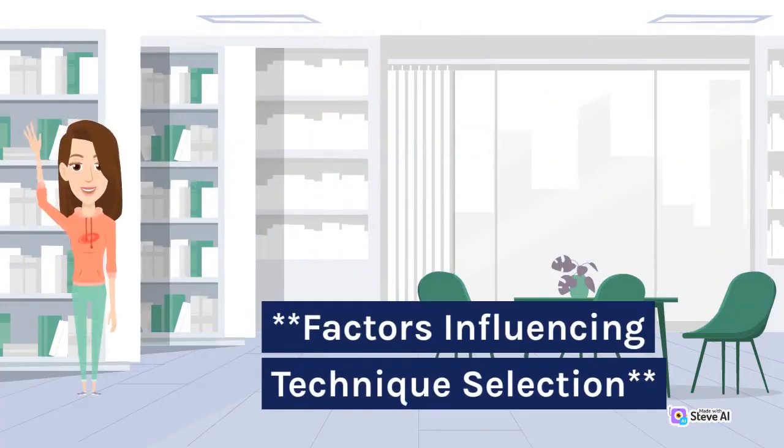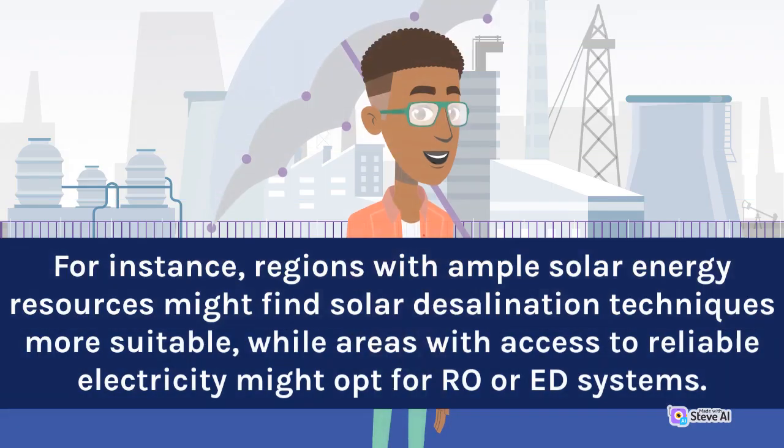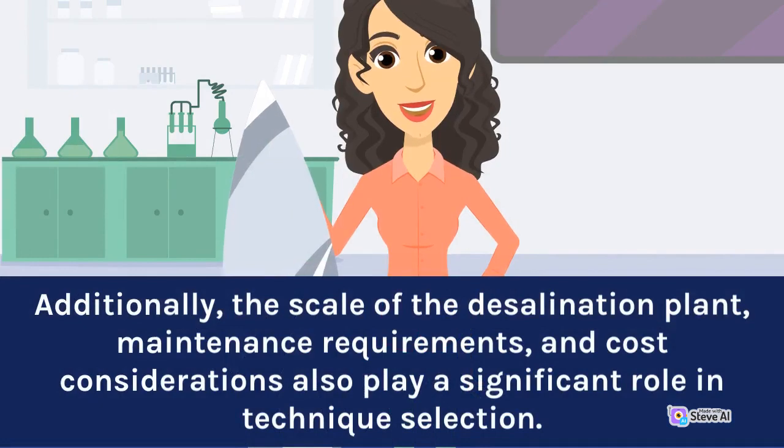Factors influencing technique selection. For instance, regions with ample solar energy resources might find solar desalination techniques more suitable, while areas with access to reliable electricity might opt for RO or ED systems. Additionally, the scale of the desalination plant, maintenance requirements, and cost considerations also play a significant role in technique selection.